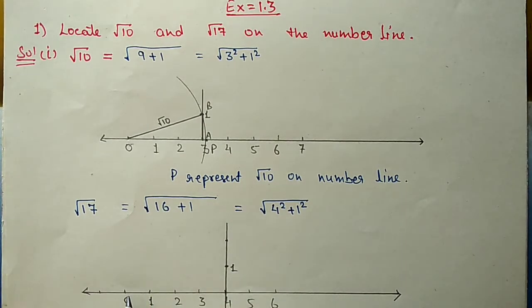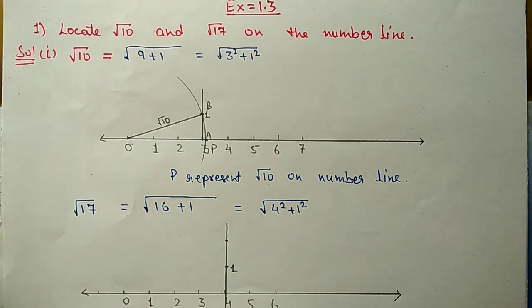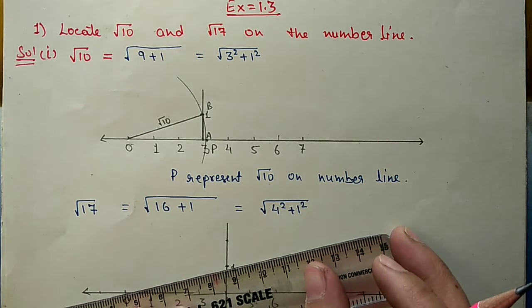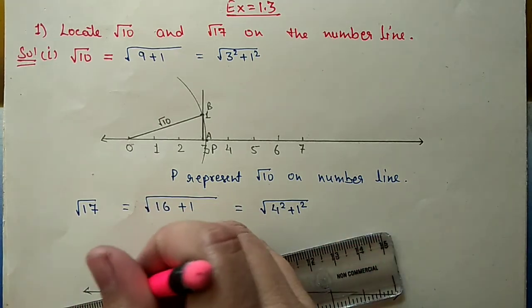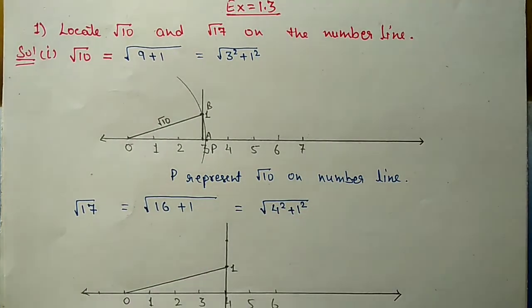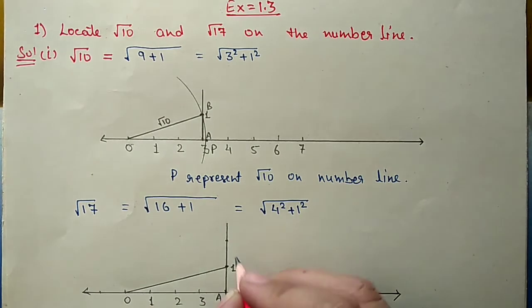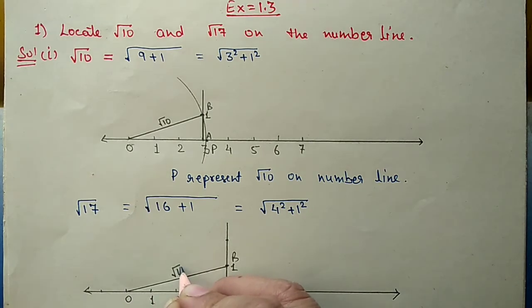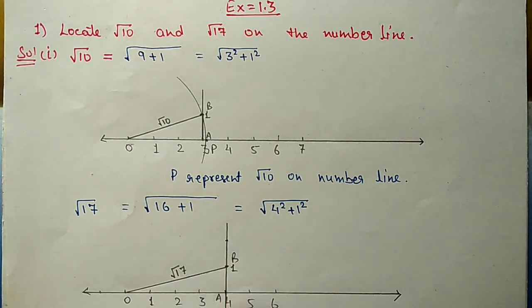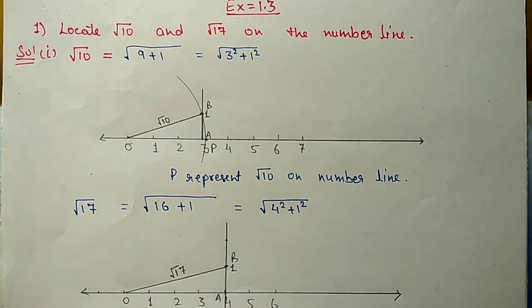Now on this side we have to take 4 and here we have to take 1. So we join 0 to 1. This distance we can name OA and this is B. This O to B is equal to root 17. Now this root 17 we have to represent on this number line.